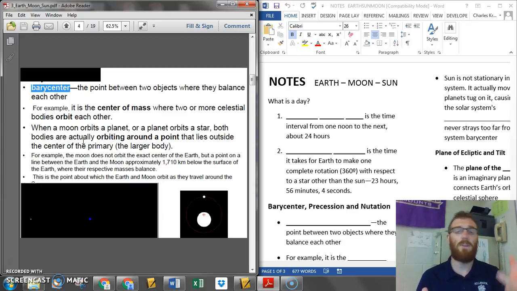Obviously, if you have a much more massive object on one side and a smaller object on the other, the barycenter, or the center of mass, is going to be much closer to the massive object because it's a lot heavier. And so that's what we consider when we're talking about celestial bodies here. So, for example, when two objects are in orbit, they orbit around this barycenter point instead of each other.